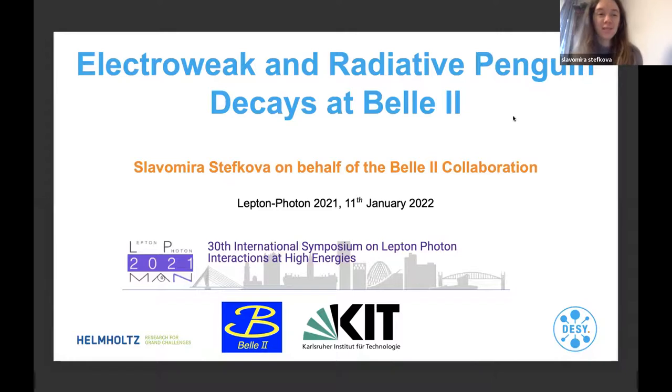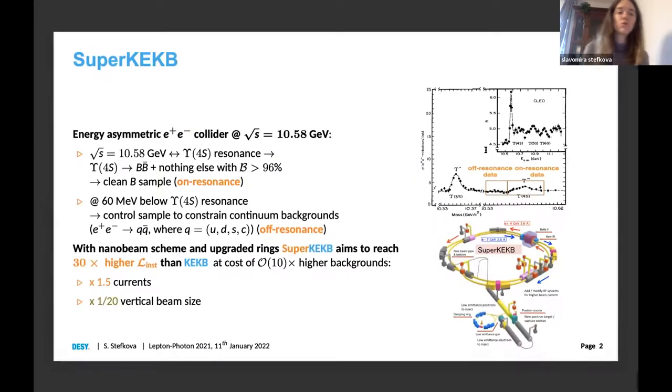So hi everyone, my name is Sally, and it is my very big pleasure today to talk about the electroweak and radiative penguin decays at Belle II. But before I talk about this, I will quickly introduce you to our accelerator and detector facility. SuperKEKB is an energy asymmetric collider that collides positrons and electrons at the Upsilon 4S resonance. The reason for this is that the Upsilon 4S resonance decays to a pair of Bs and nothing else with a very high probability, giving us our clean B sample.